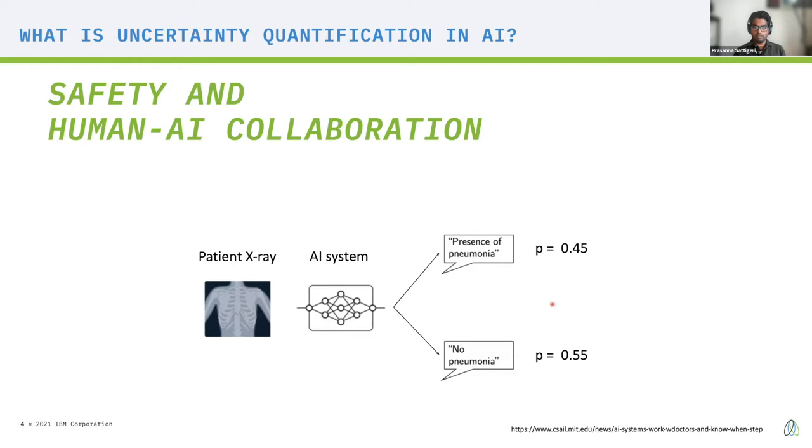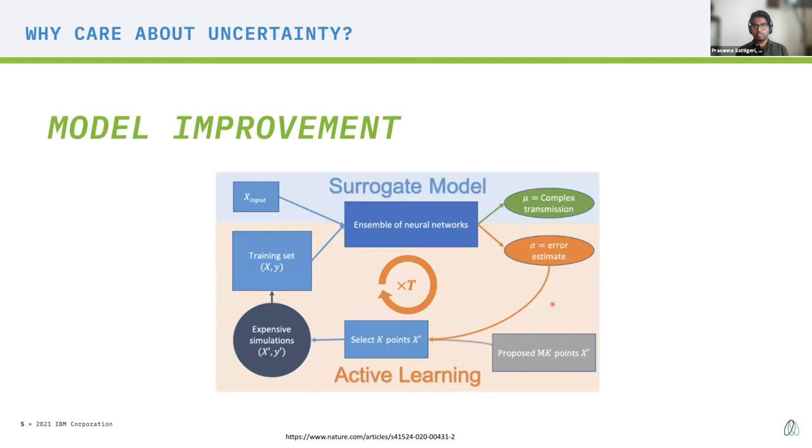And the other aspect is the model improvement itself. If the model can provide us some good confidence measures, then we can get some guidance in how to improve the model. Active learning is one such framework. If a model gives you uncertainty scores, you can look at the region of the input where the model is least confident and try to collect data from that space. So it's useful as a guide for model improvement.